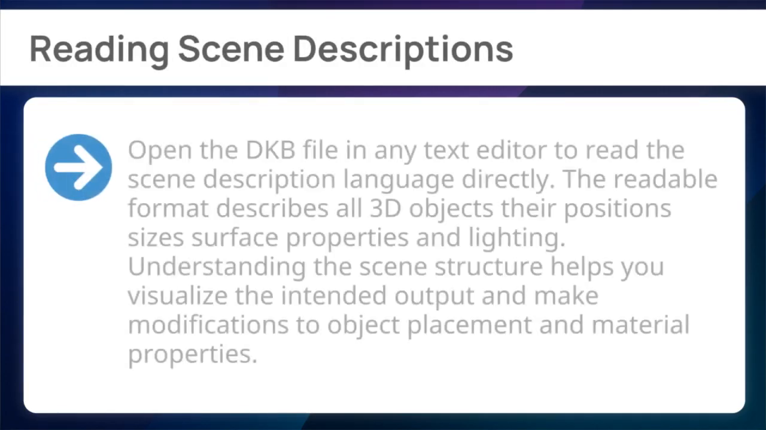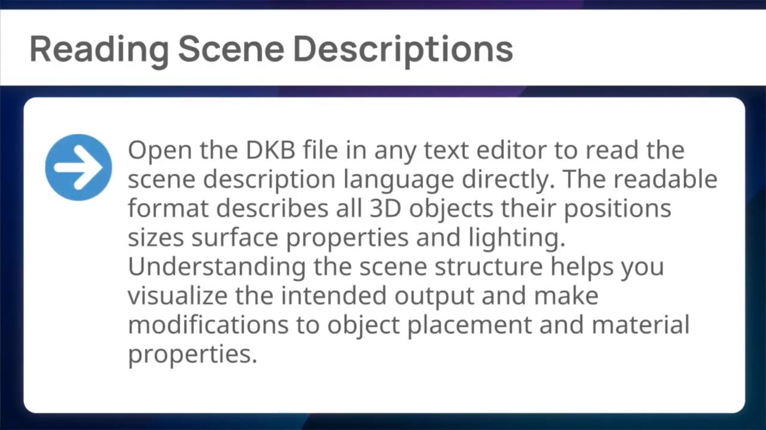Next, reading scene descriptions. Open the DKB file in any text editor to read the scene description language directly. The readable format describes all 3D objects, their positions, sizes, surface properties, and lighting. Understanding the scene structure helps you visualize the intended output and make modifications to object placement and material properties.